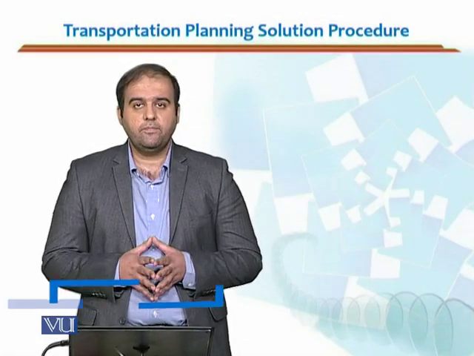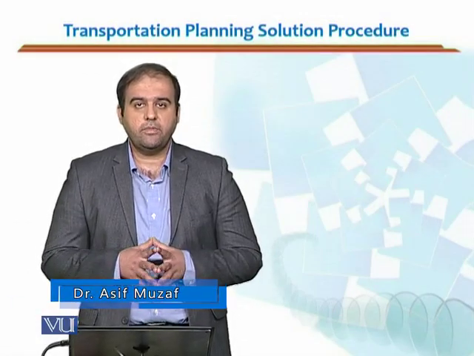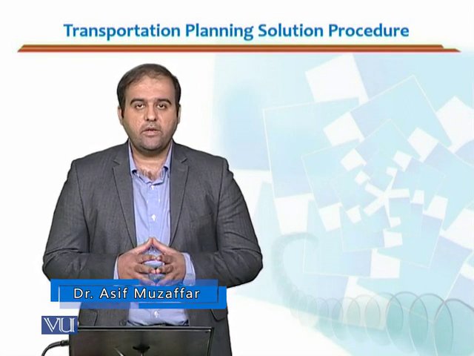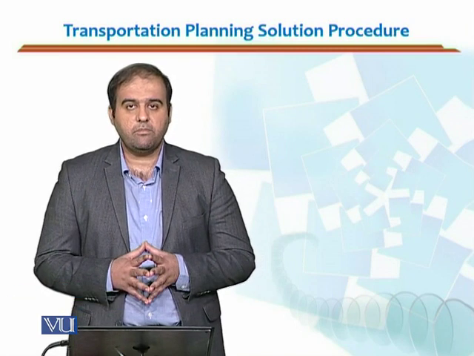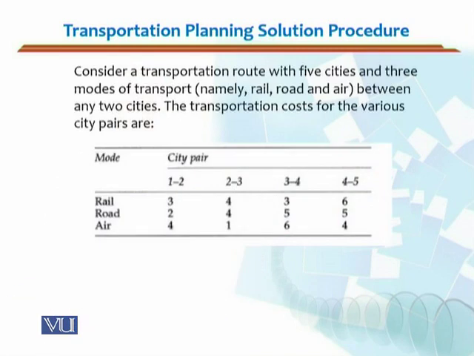Now let us look at the solution procedure for transportation planning, and we will clarify the concept with the help of an example. Let us consider a transportation route with 5 cities and 3 modes of transportation: rail, road and air. Between any 2 cities, we can use any of these 3 modes. The transportation cost for the various city pairs are given in the table.